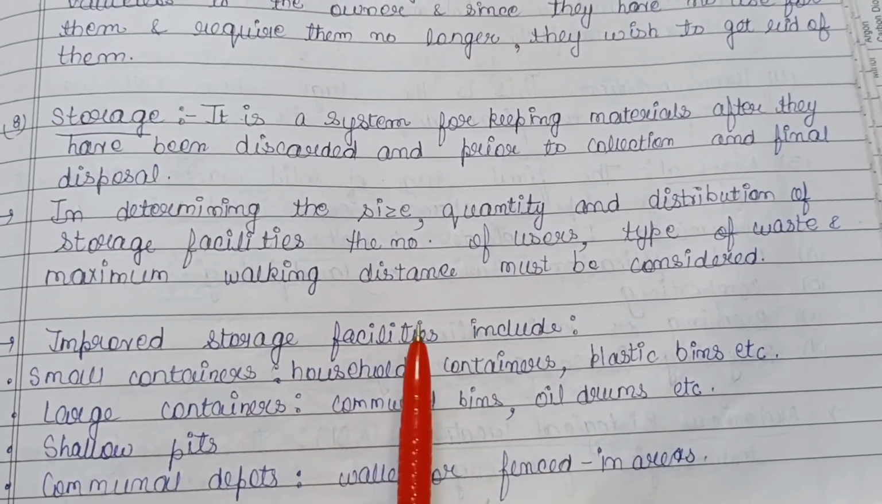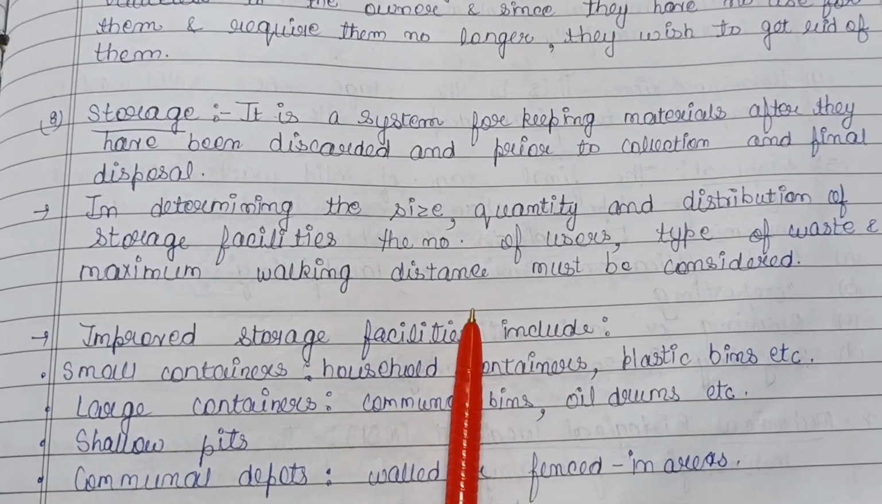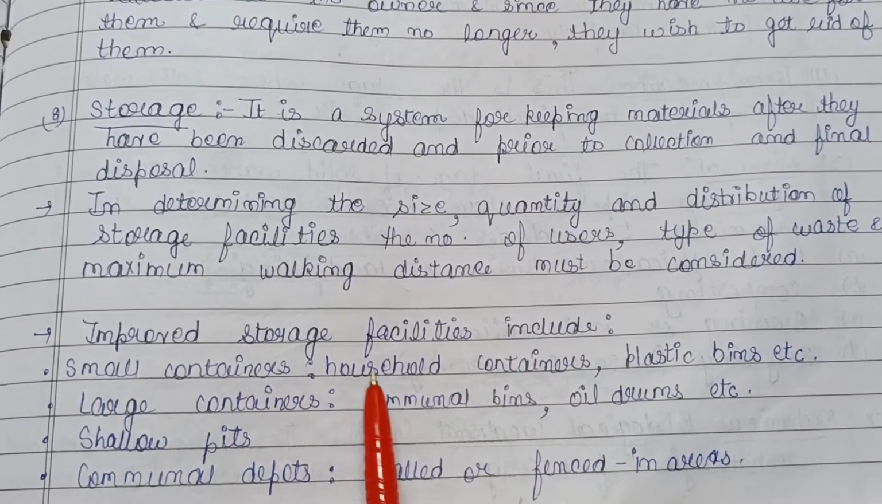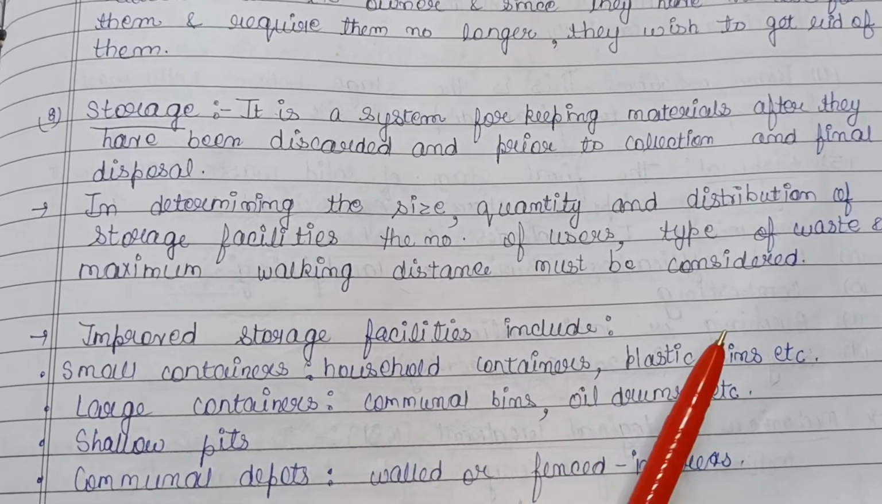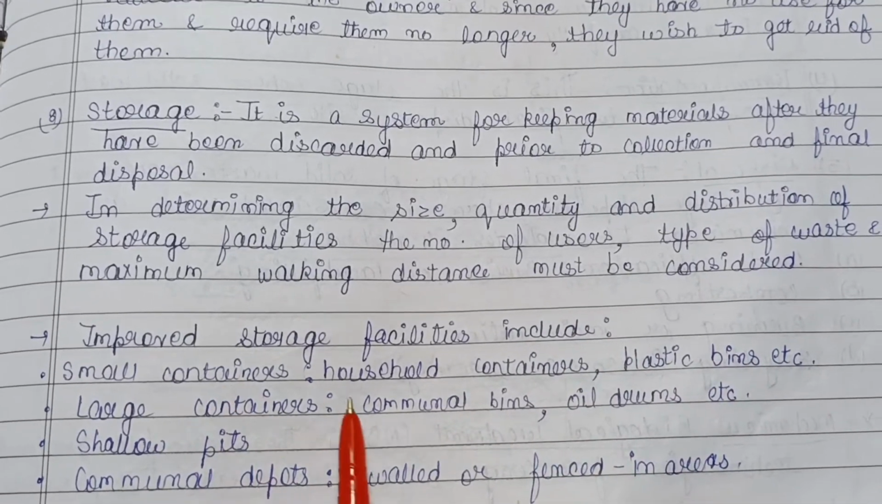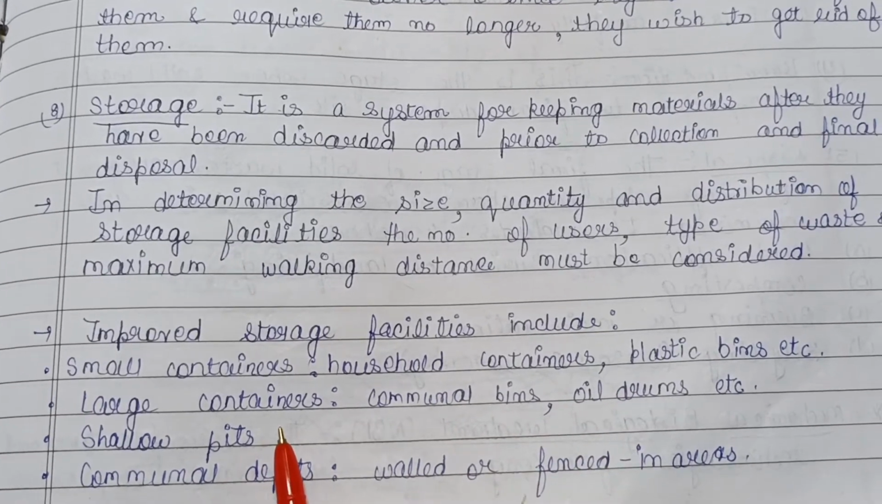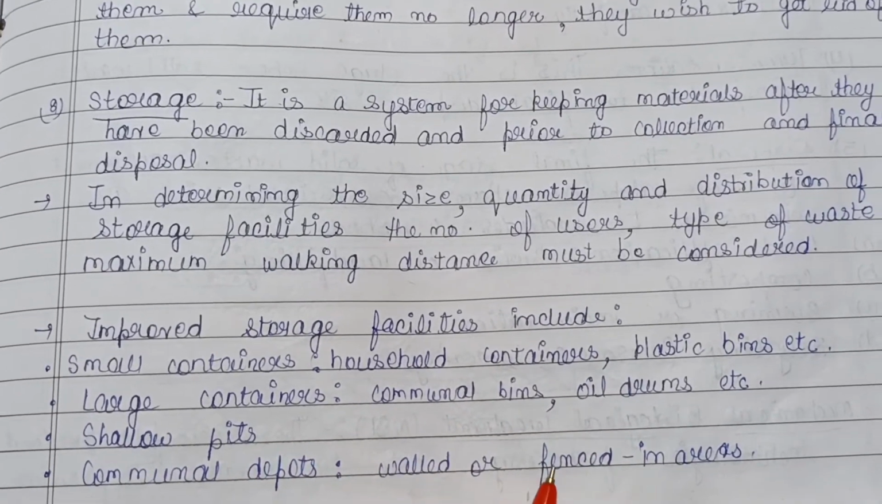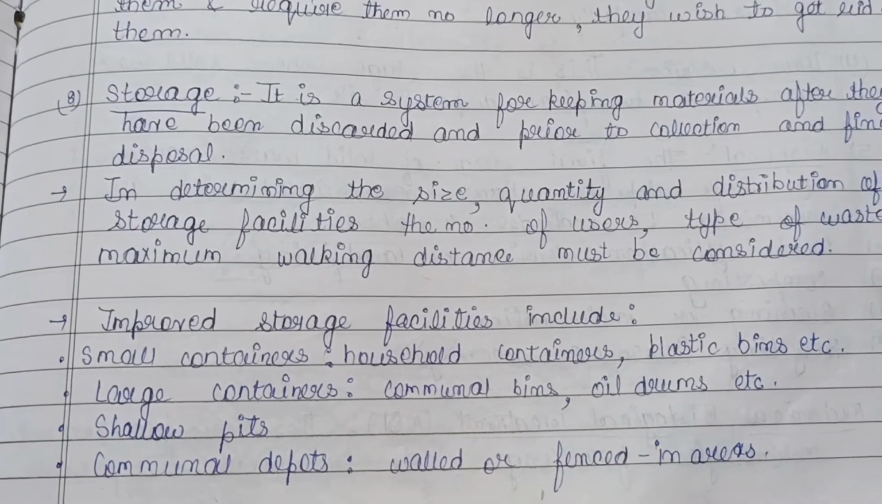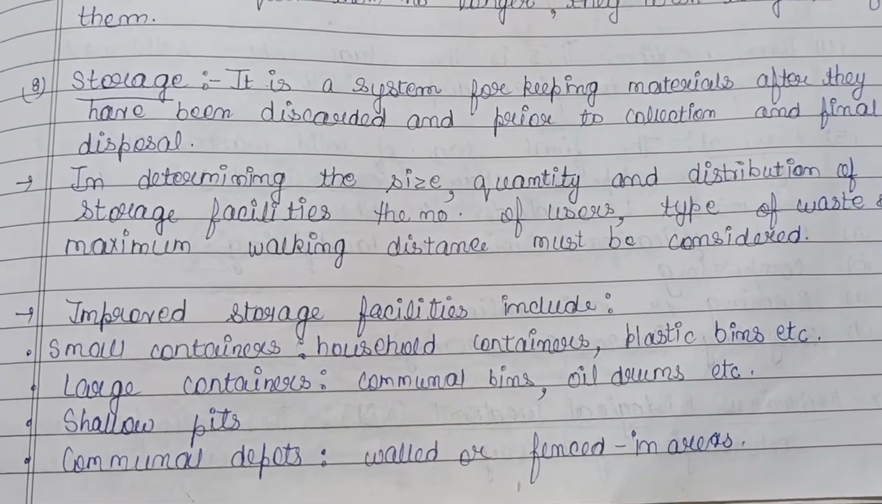Improved storage facilities include small containers, for example household containers or plastic bins. Large containers, for example communal bins, oil drums, shallow pits and communal depots, that is, walled or fenced areas. Basically this is for the storage of the waste.